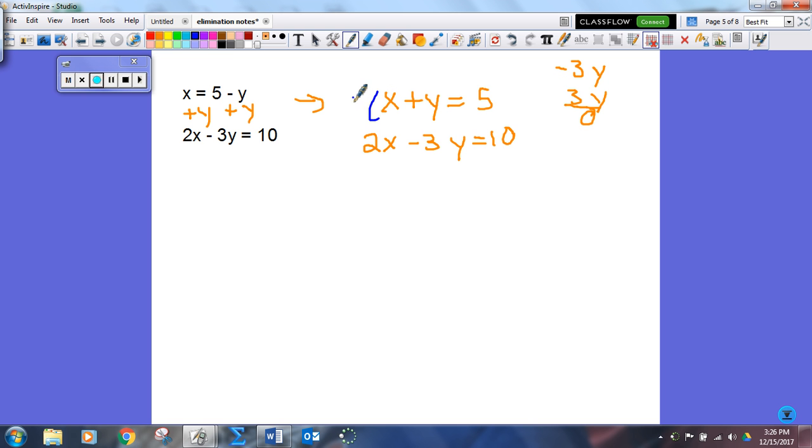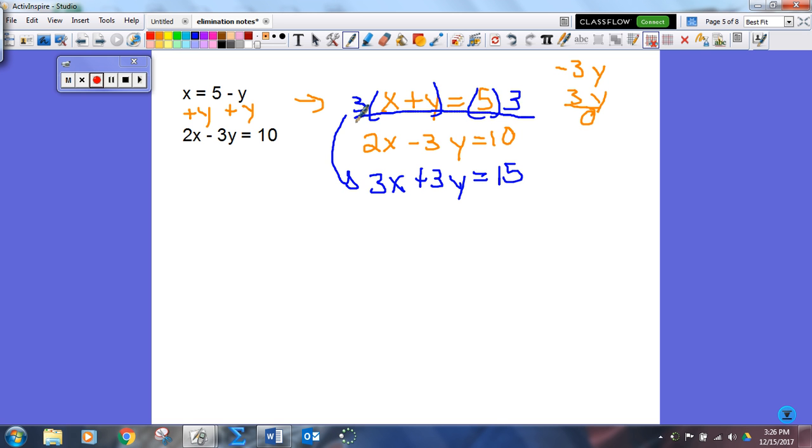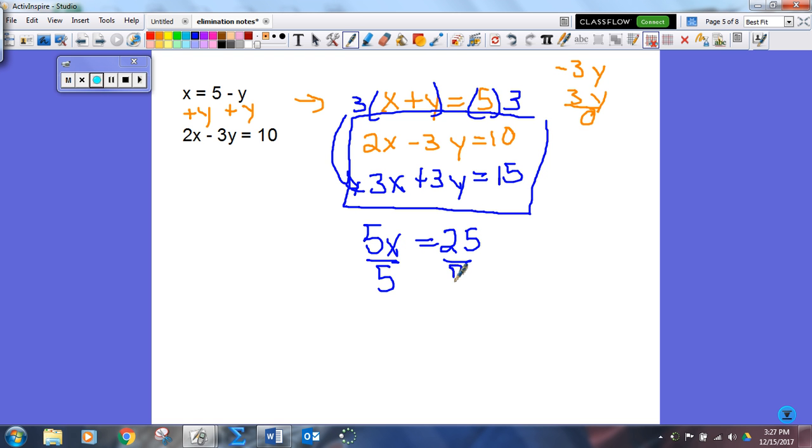So I'm going to multiply both sides of that equation by 3. That produces 3x plus 3y equals 15. So I'm now going to add these two equations together. 2x plus 3x is 5x. Negative 3y plus 3y is 0. Equals 10 plus 15 is 25. I'm going to divide both sides by 5.